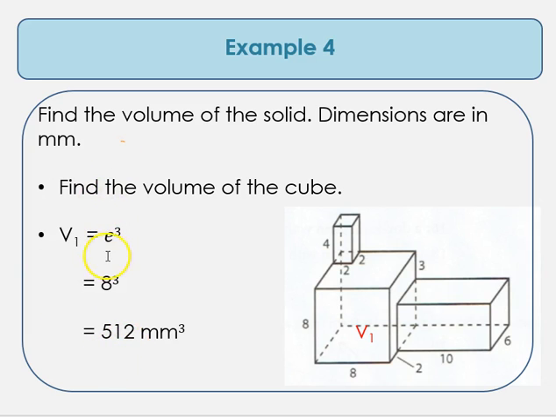So, number 1, let's find the volume of the cube. So we'll call that volume 1, and this is the cube. Our volume formula is edge cubed. So the length is 8. 8 cubed is 512 millimeters cubed.